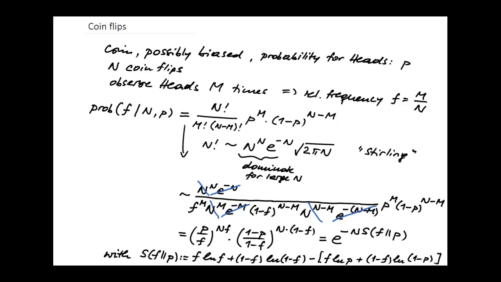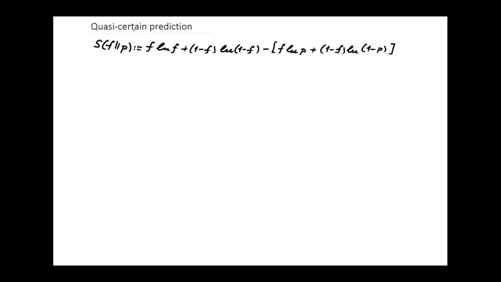So we have done just some algebraic manipulation here. We've employed Stirling for large n. And remember, we are still looking at the probability that we observe a certain relative frequency for heads in n coin flips if we are given the probability for heads. And it has this form e to the minus n times this new function S. Let's look a bit more closely at this function S of f and p. It's a function that you will encounter again in statistical mechanics. That's why I introduced it already here.